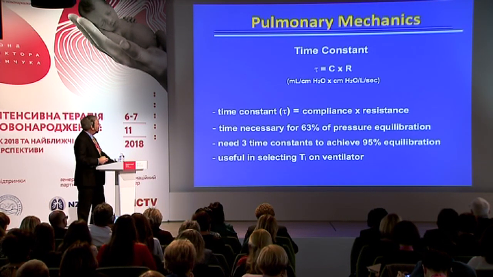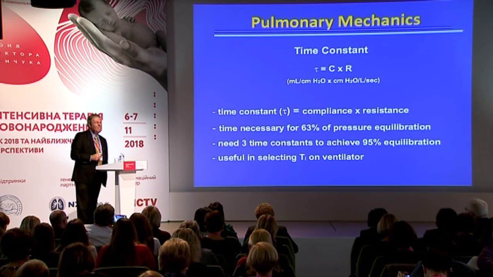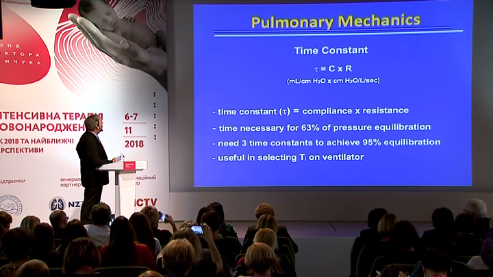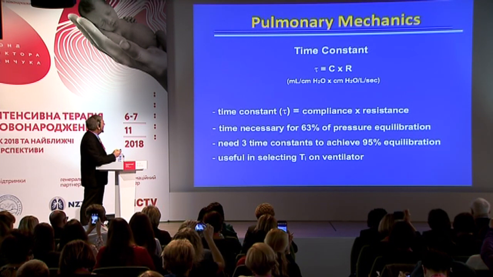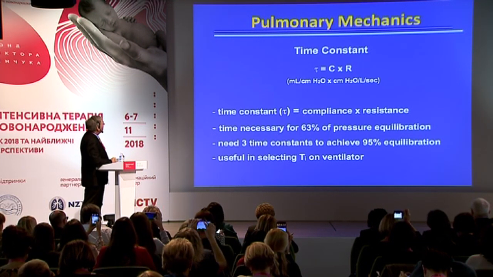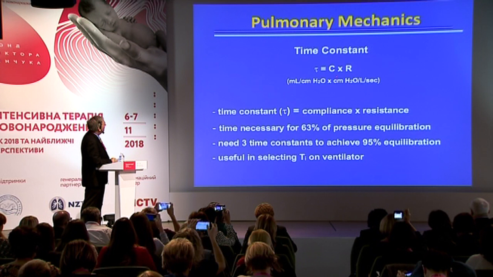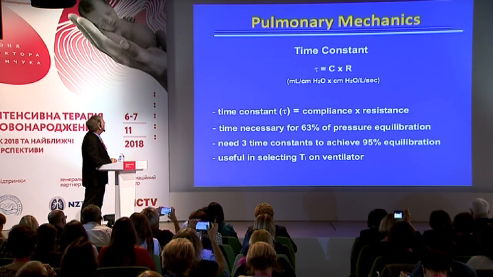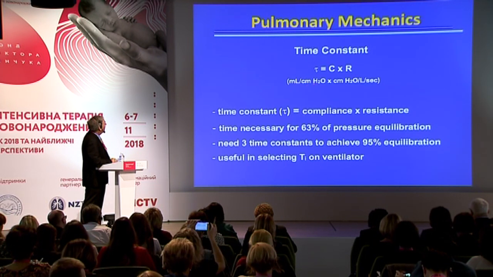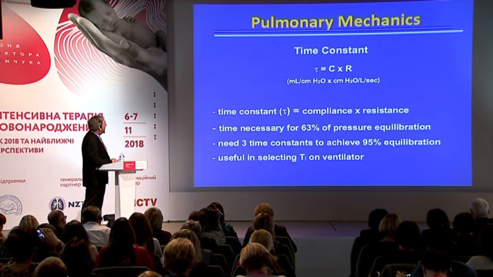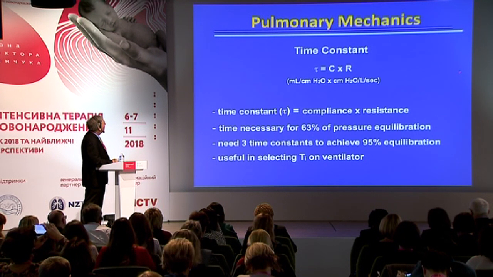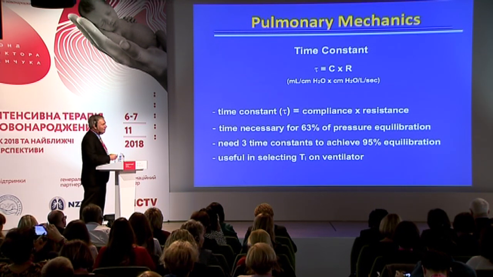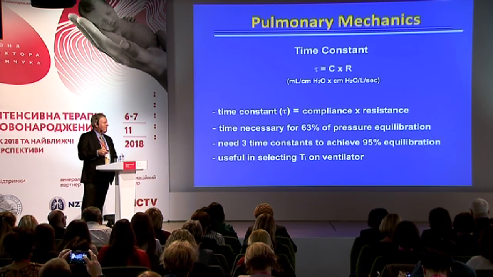Now, this is just an arithmetic demonstration of the time constant. And as I mentioned, the equation to determine this is compliance times resistance. Compliance is typically in milliliters per centimeter of water, and resistance in centimeters of water per liter per second. So when you multiply these out, you're left with a number, a time number.